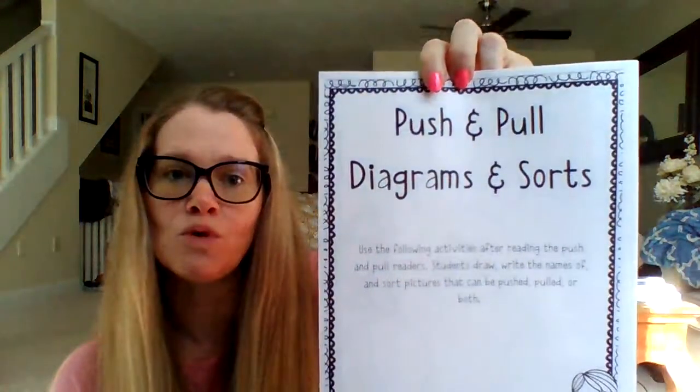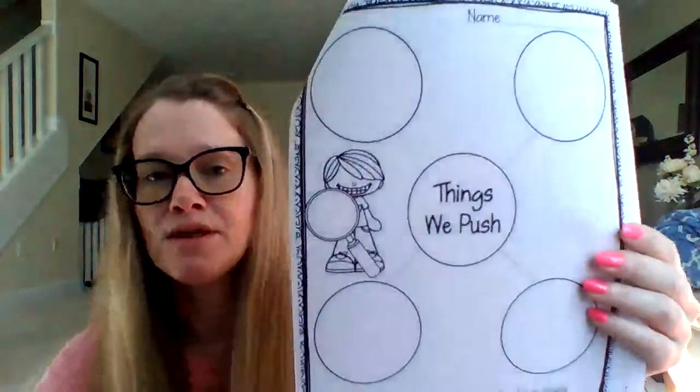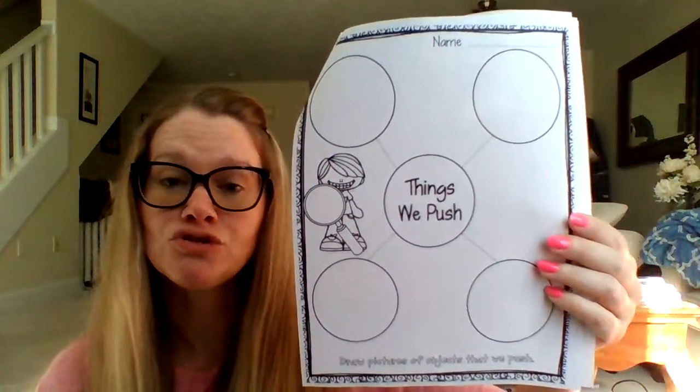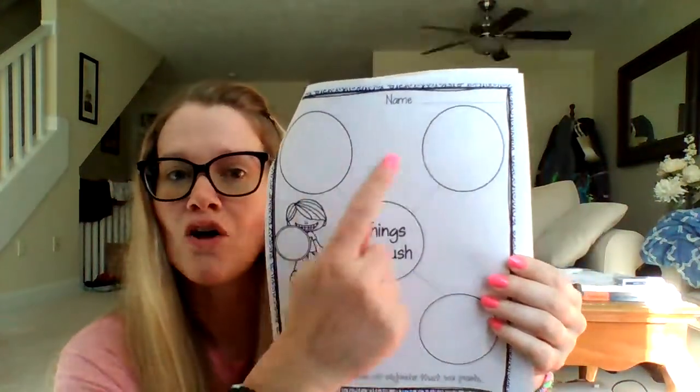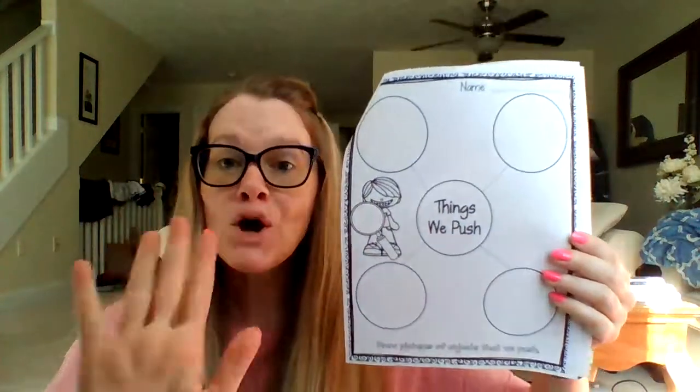Yesterday you should have done the push book and the pull book by now. So today you're going to do a sort. The push and pull, it's diagrams and sorts. There's some directions on the front. So on the first one, the middle says things we push. So your job is to draw some things that you might push.